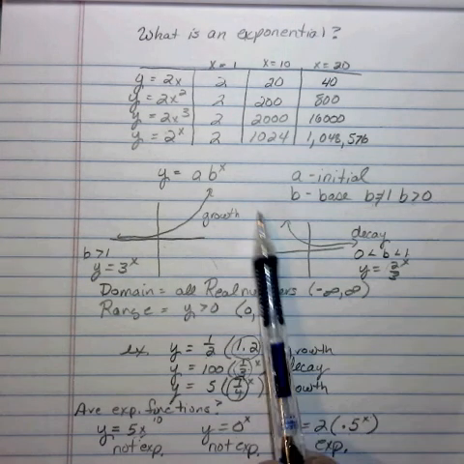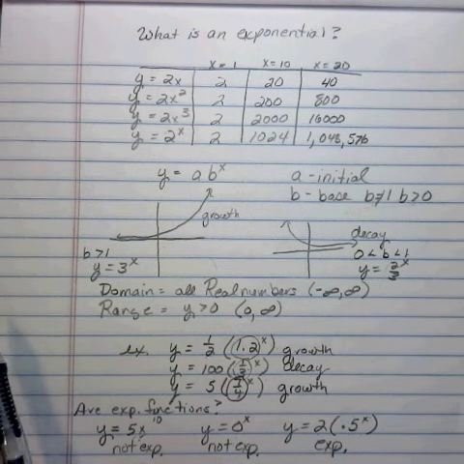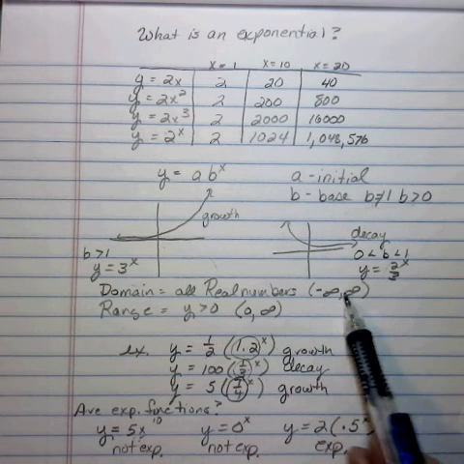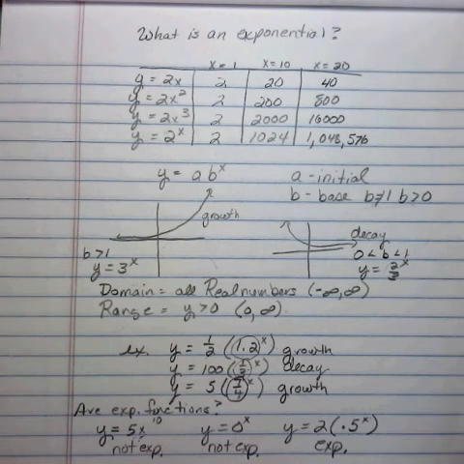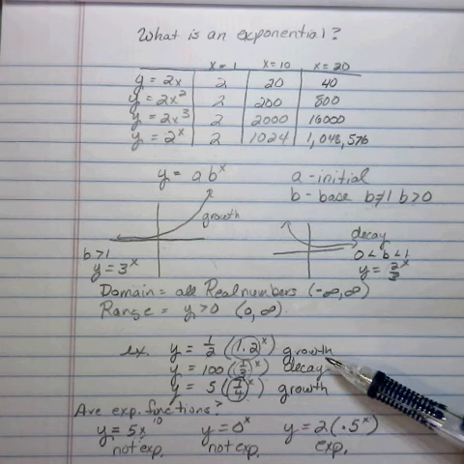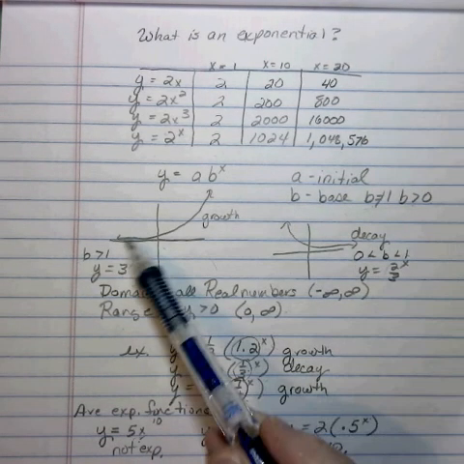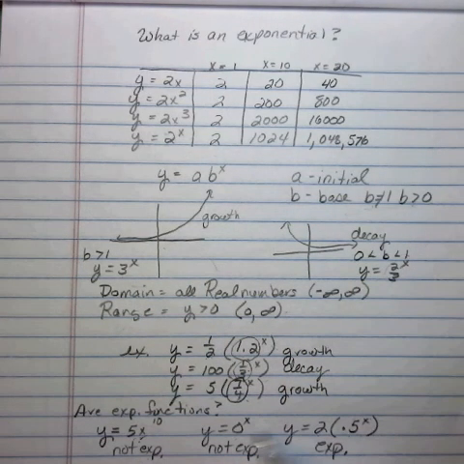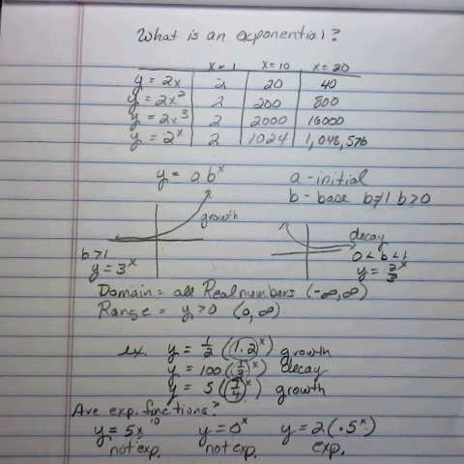So we know our basic graph will be above the x-axis. When we look at the domain and the range, the domain is all real numbers, the range is greater than 0. We looked at ways to look at the equation and decide whether it's a growth or decay equation. We look at the graph and can decide growth or decay. We also looked at looking at the equation. Is it an exponential function or not?